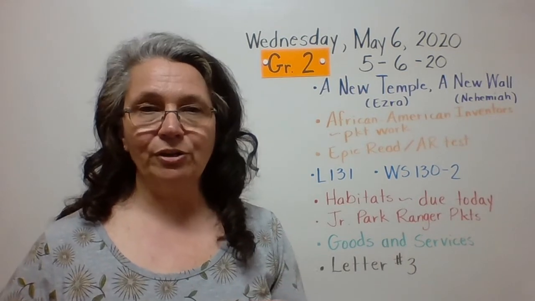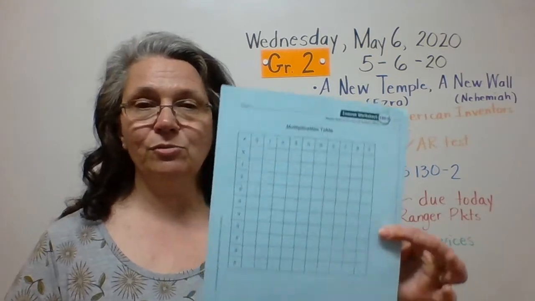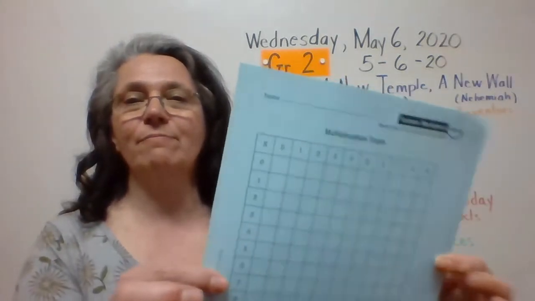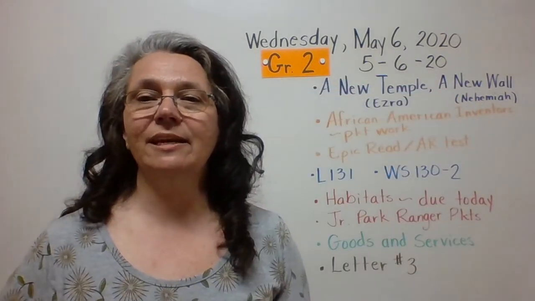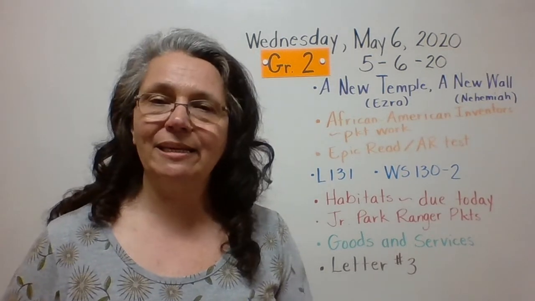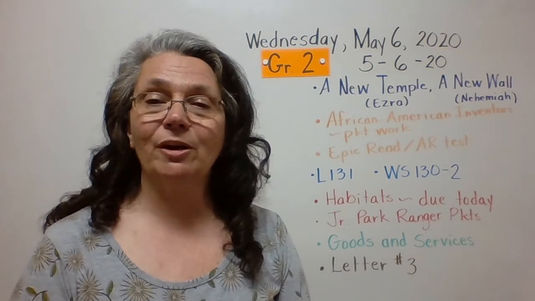We have lesson 131 today, and we're going to talk about that in just a little bit. You also will need 130-2. It's a multiplication table, okay? So grab that to do with math today. Your habitats page is due today. Make sure you're working on your junior park ranger packets.